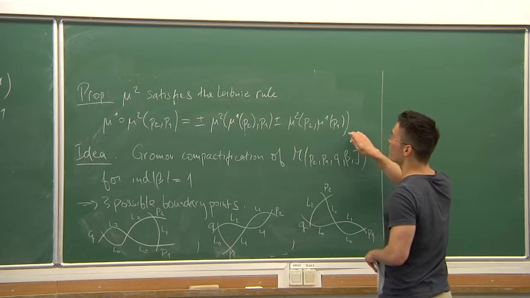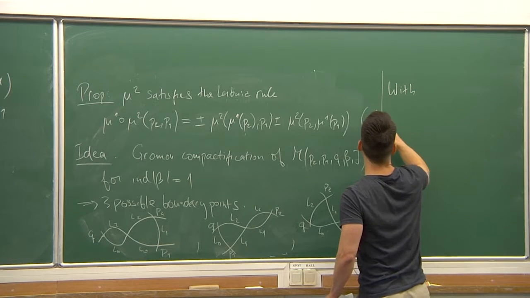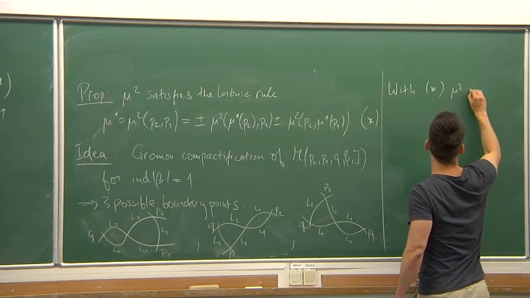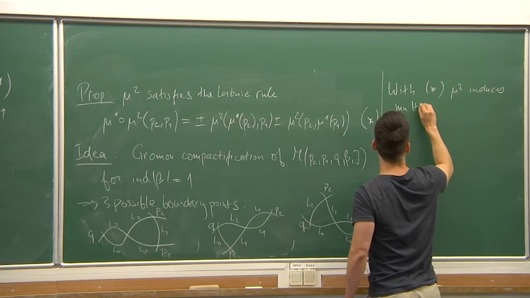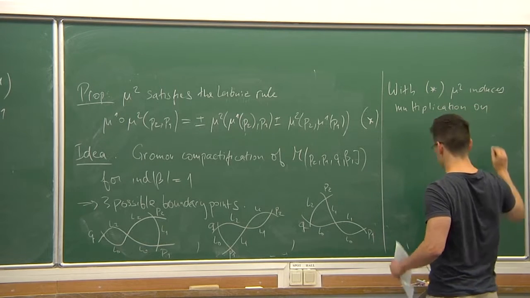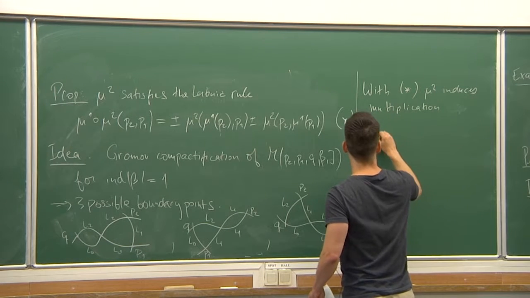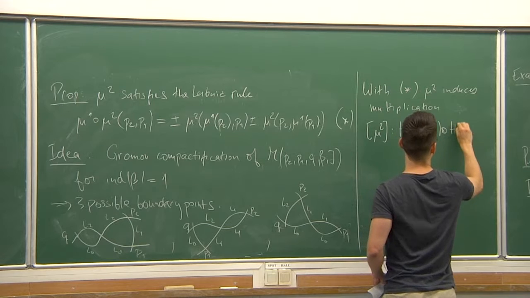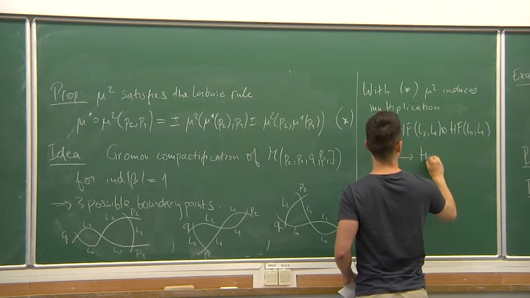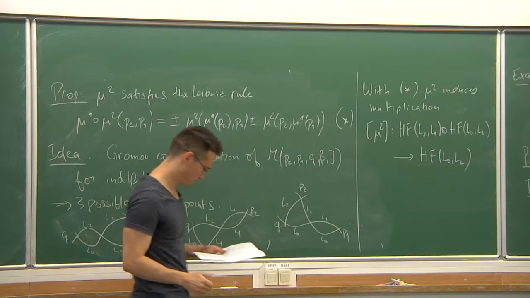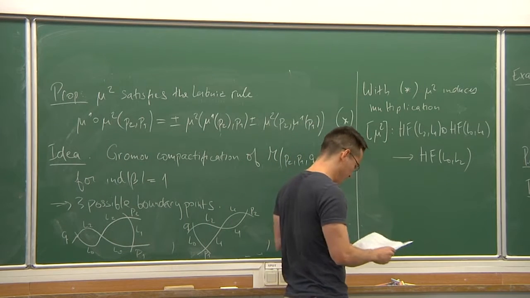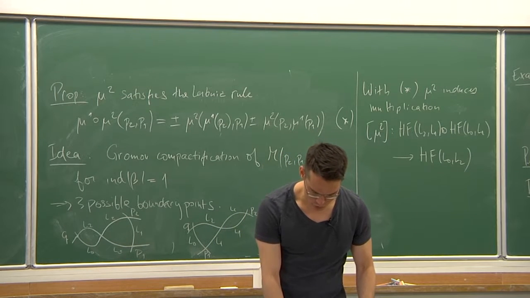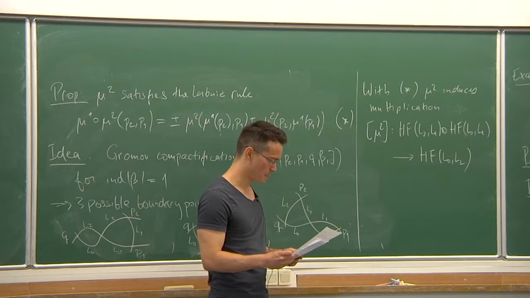And so now, with this equation, let's call it star, we see that mu2 induces a multiplication on cohomology level. So on cohomology level, we can look at the map given by HF(L2, L1) tensor HF(L0, L1) into HF(L0, L2). Now I don't want to lose too much time, so I'll try to shorten the exposition.